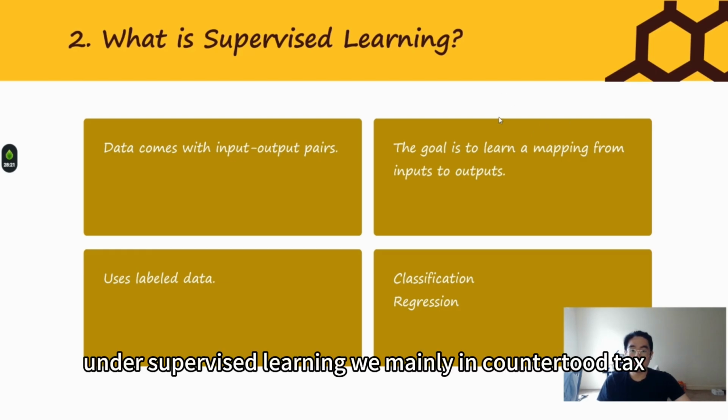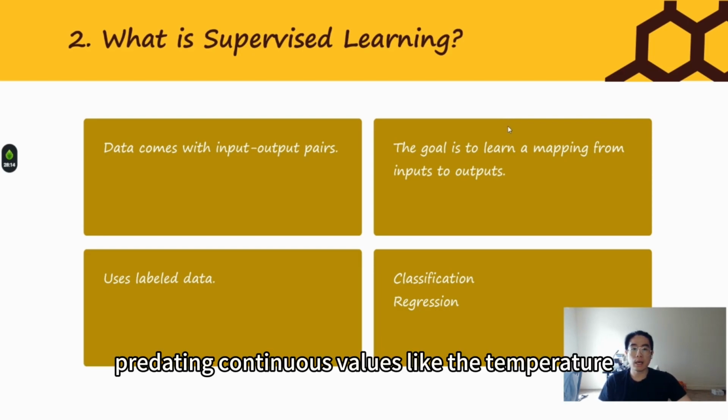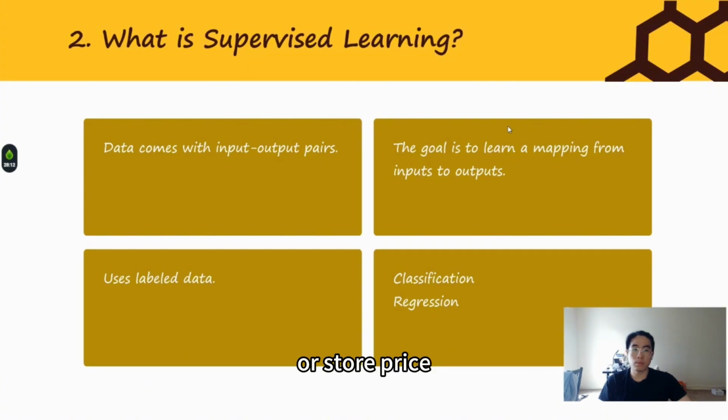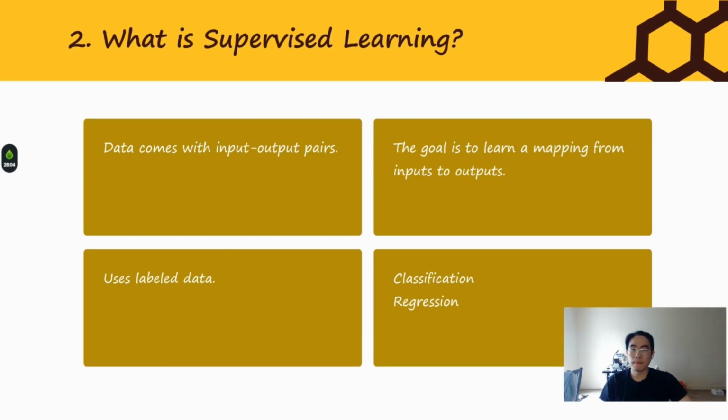Under supervised learning, we mainly encounter two types: regression, predicting continuous values like the temperature or stock price, and classification, categorizing data like determining if an email is spam or not.